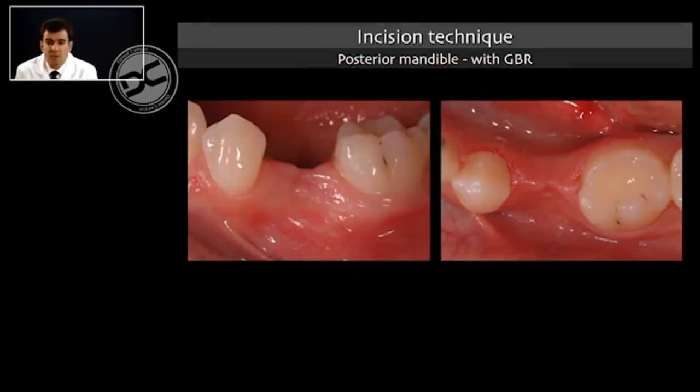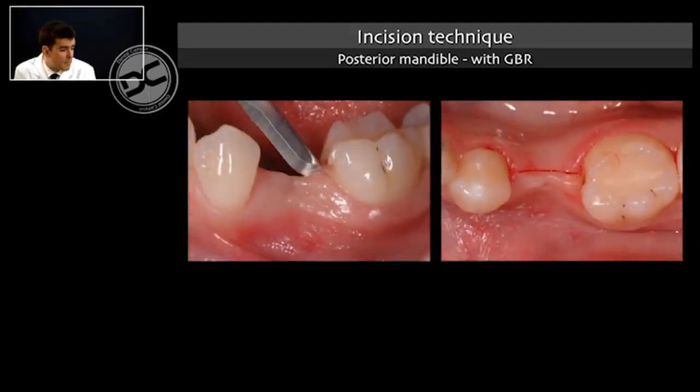So let's continue with another case. Here again the posterior mandible. In this case of a young female patient with missing tooth 3-5 and a pronounced atrophy of the alveolar ridge, in addition to a reduced amount of keratinized mucosa, it was planned from the beginning to perform a correction of the deficient buccal contour by doing a GBR procedure concomitant with the implant placement.